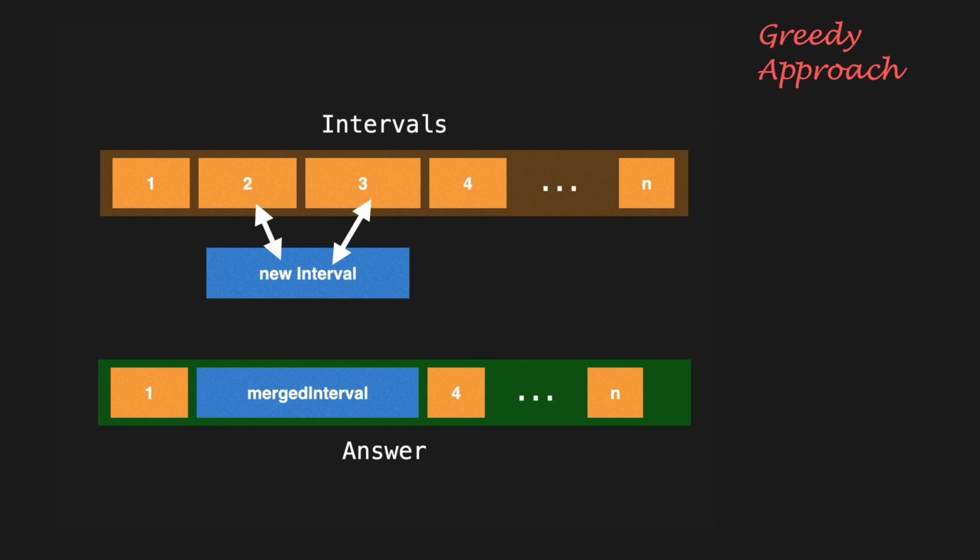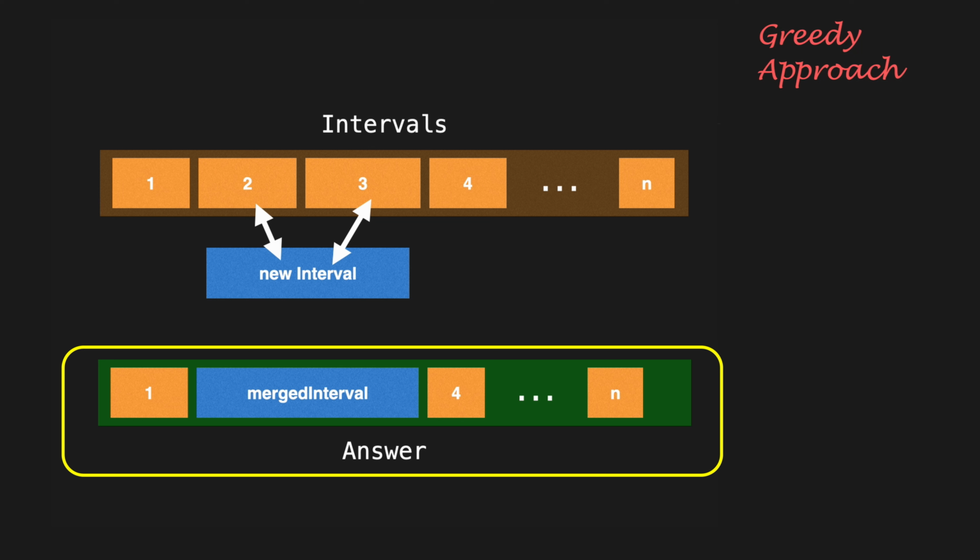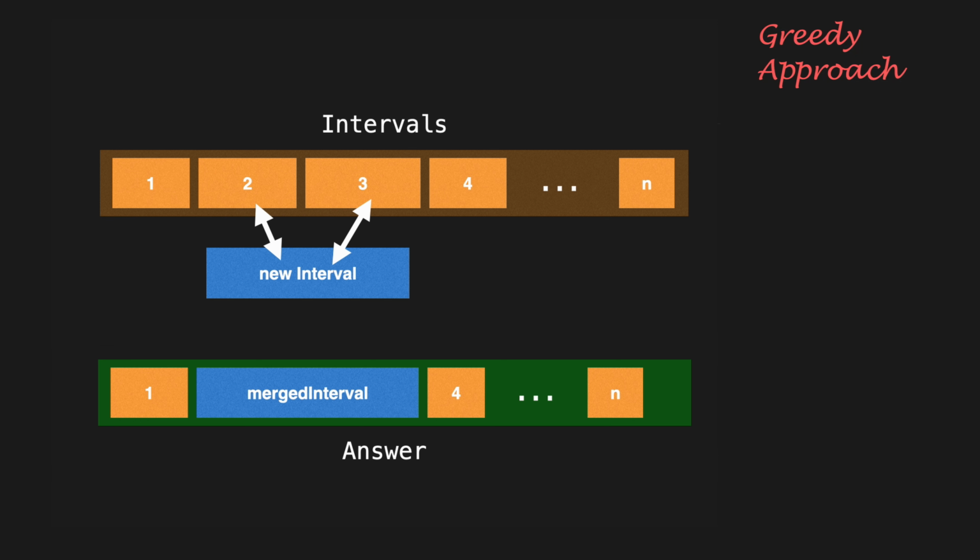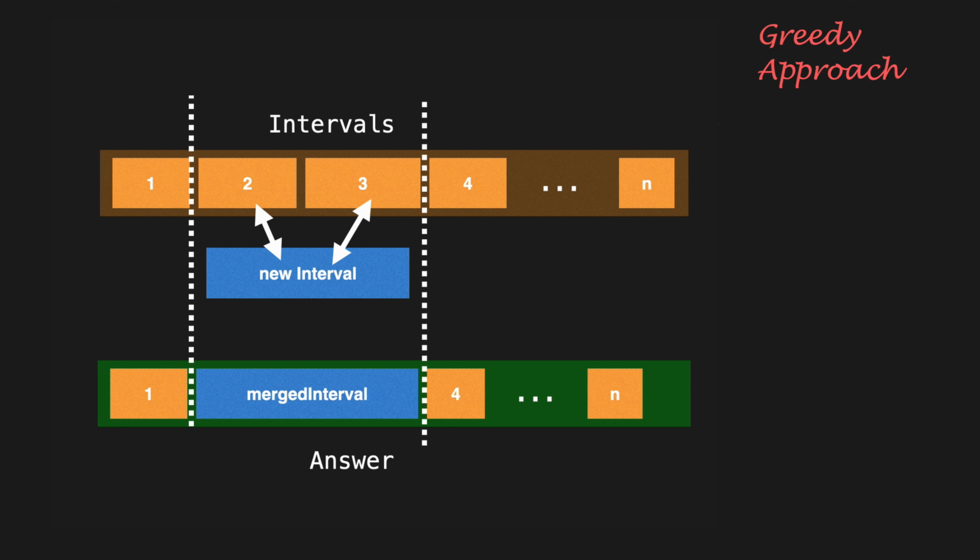And remember, we don't have to do this in place. We can create a new list to return as our answer. So, when inserting the interval, we don't need to shift the elements. And when comparing each interval in the list, let's call it the current interval, with the new interval we want to insert, we can see that there are three main cases.